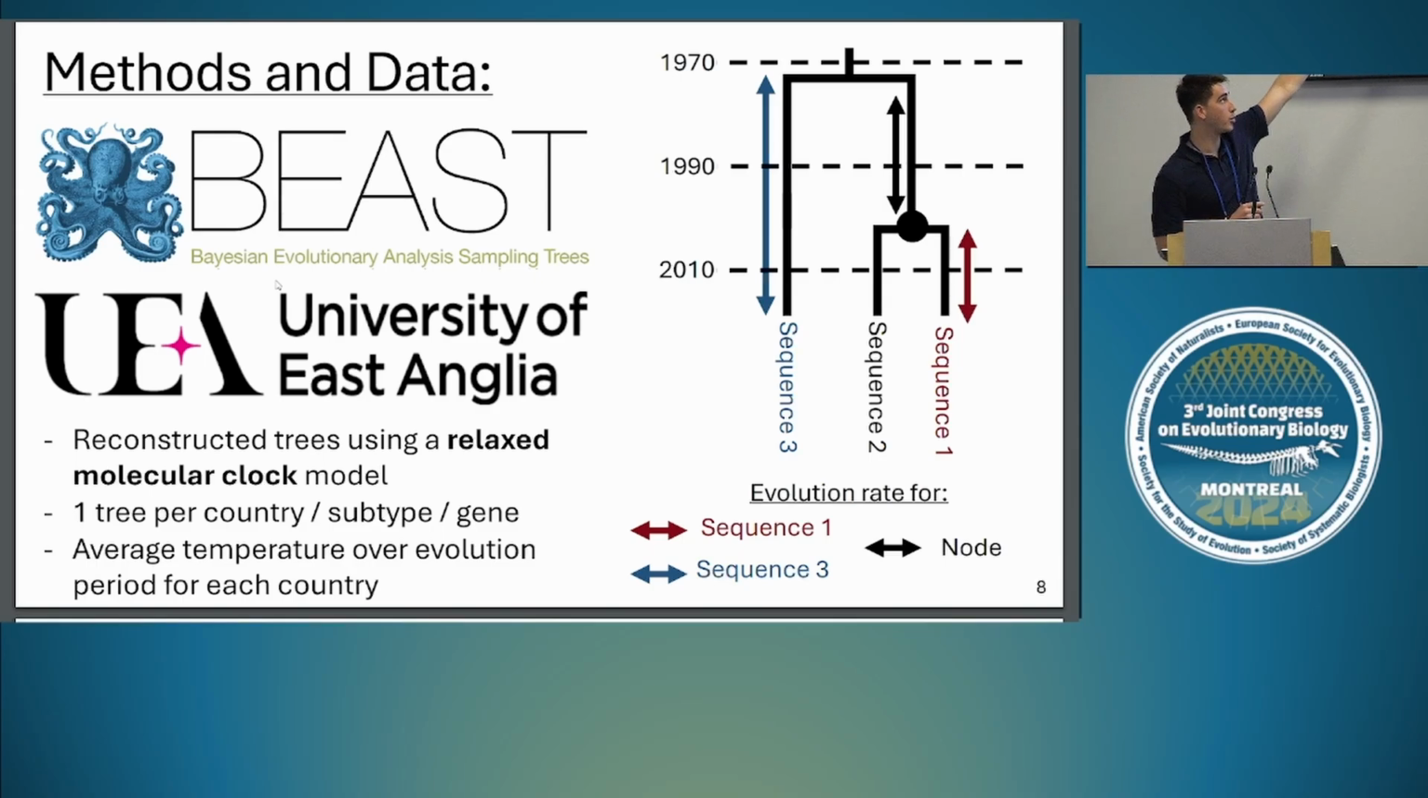So we took data from the University of East Anglia. They have a climate research unit, where they publish data sets for average yearly and average monthly temperature for almost any country in the world. We matched the average temperature over the evolution period for every sequence and also every node in our tree. For example, sequence number 3 evolved along this blue arrow, so we would match the average temperature over this period to the sequence and its evolution rate. And finally, we got some results. So first, correlated through time.